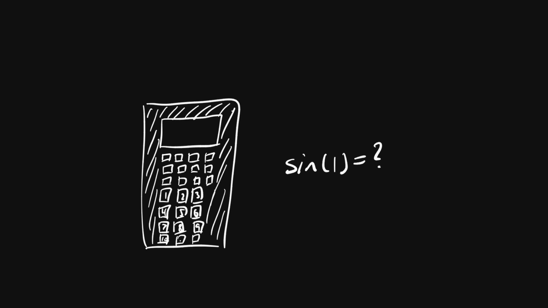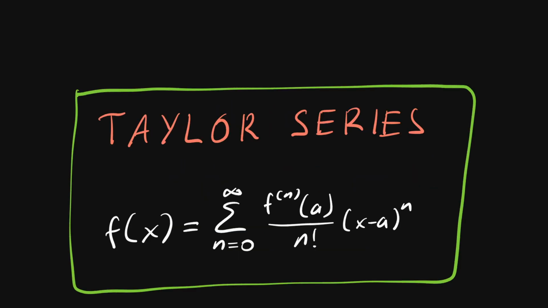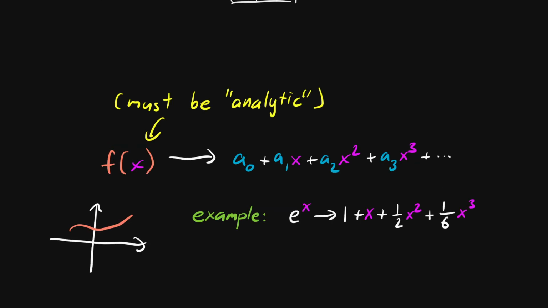Well, to figure that out, we use the tools of calculus. In calculus, there's something known as the Taylor series. It is basically something that can convert any function to an infinite polynomial. Well, technically speaking, it doesn't work for any function. The function must be what's known as analytic. We don't need to know exactly what that means though. Just keep in mind that it doesn't work for all functions.